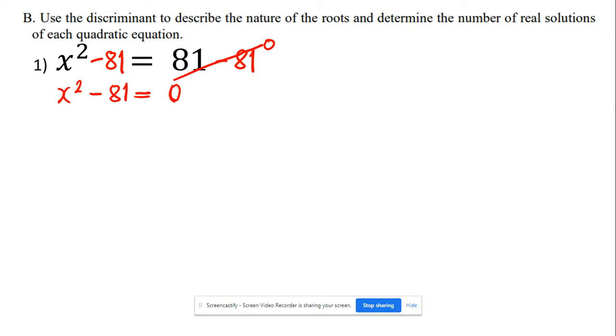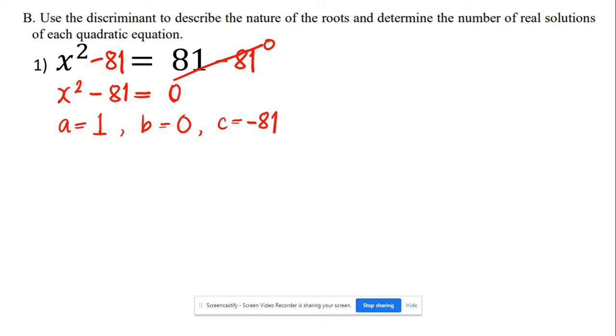Next, i-identify natin ang values ng a, b, at c. From the equation, a is the coefficient of the quadratic term. But since walang number appearing, it is understood na merong invisible 1 dito. Next is the value of b. But since wala namang linear term dito, this is equal to 0. And finally, c, the constant term, negative 81.